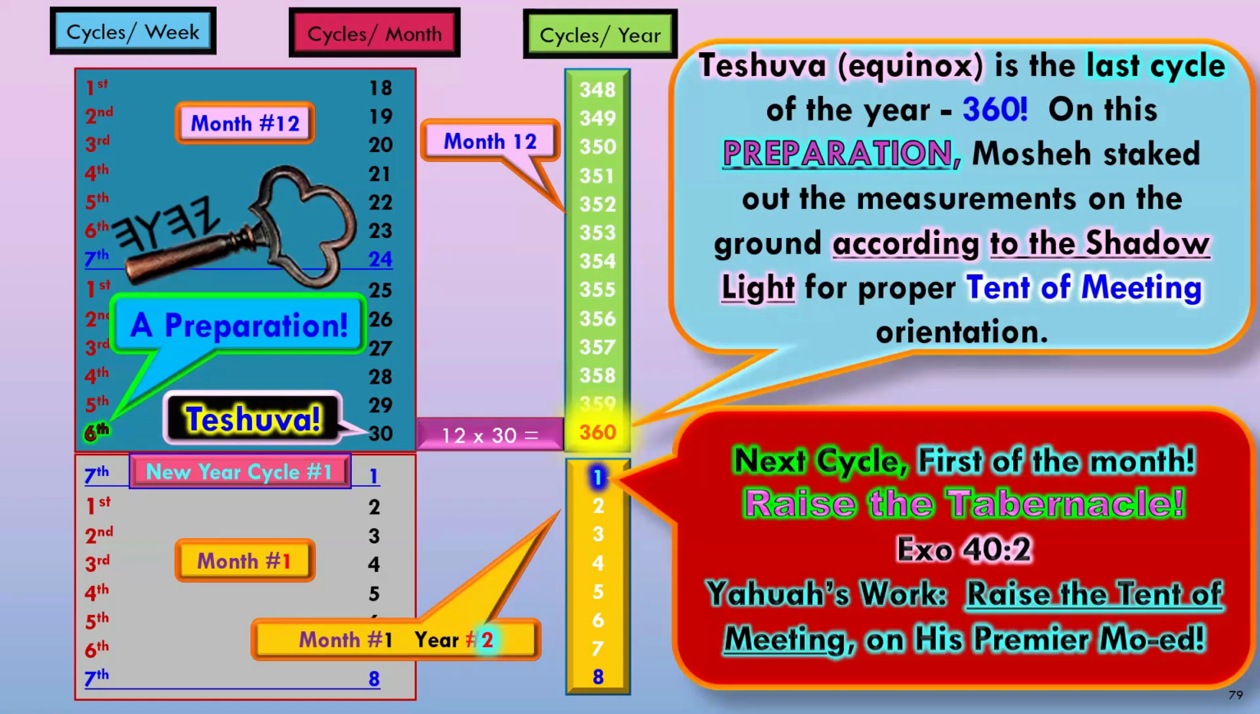That's what Moshe did. The shadow had been laid down on the day of Teshuva. The orientation was sure. On New Year's cycle, number 1, he raised the tabernacle in perfect alignment with the Mazzaroth in the sky.